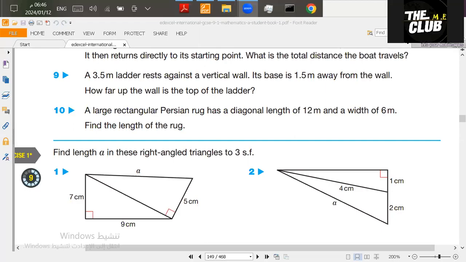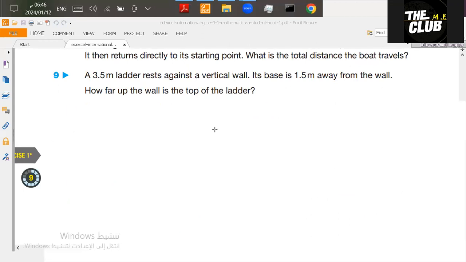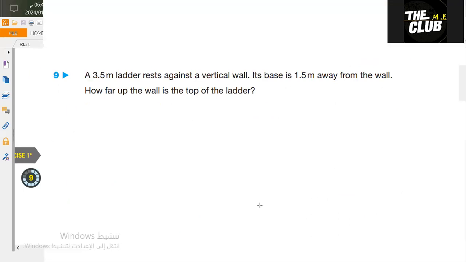Okay, guys, let's continue. We stopped at question 9. Question 9: a 3.5 meter ladder rests against a vertical wall. Let's go with this first so we can work here. So we have a ladder that is resting on a vertical wall. Its base is 1.5 meters away from the wall.